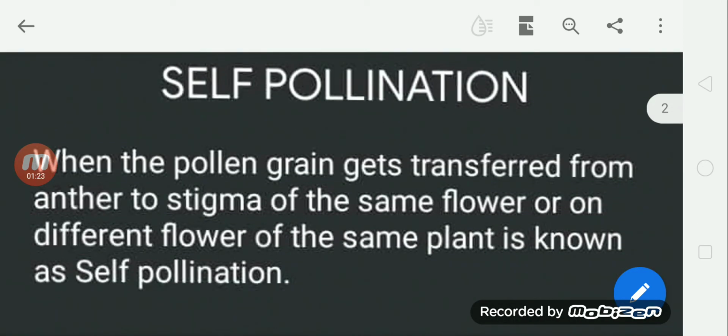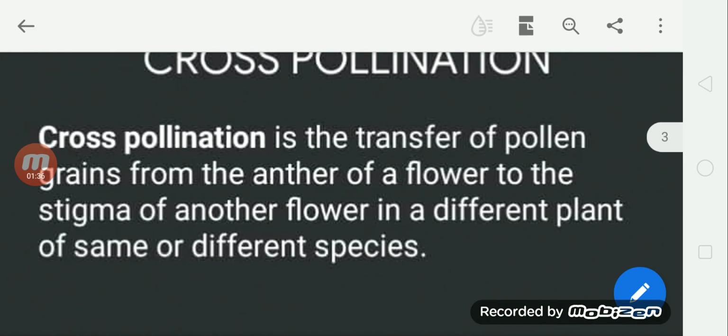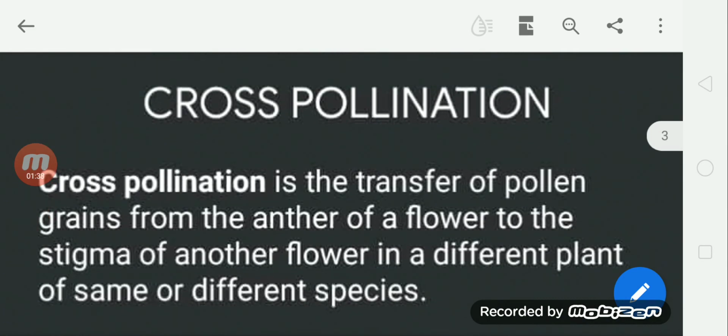Self-pollination. When the pollen grain gets transferred from anther to stigma of the same flower or on different flower of the same plant, it is known as self-pollination. Cross-pollination. Cross-pollination is the transfer of pollen grains from the anther of a flower to the stigma of another flower in a different plant of same or different species.